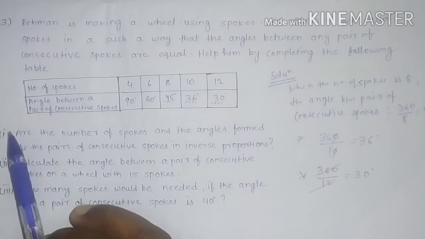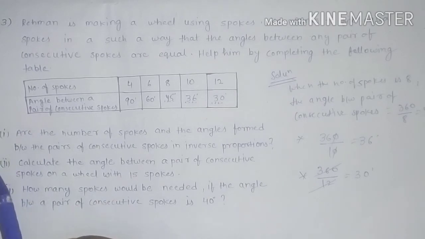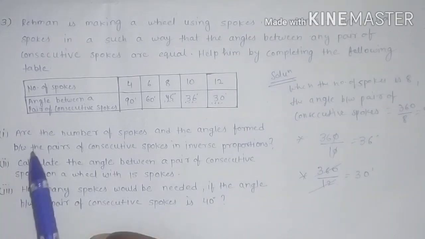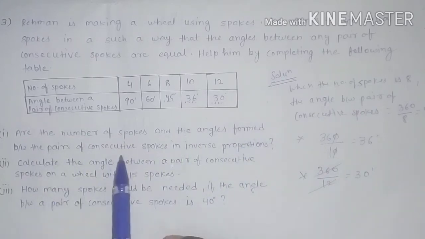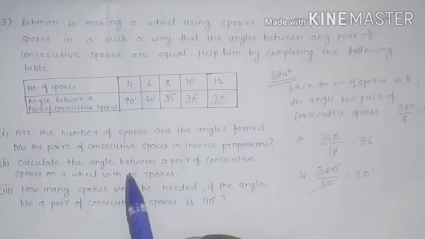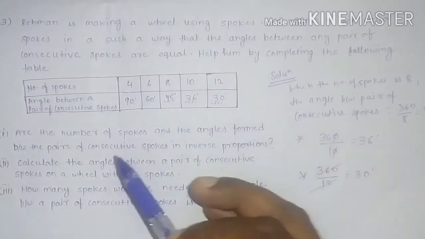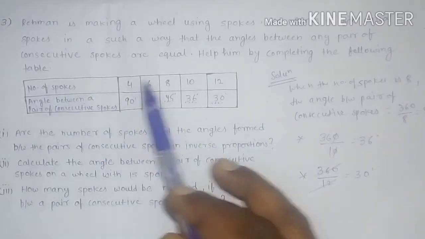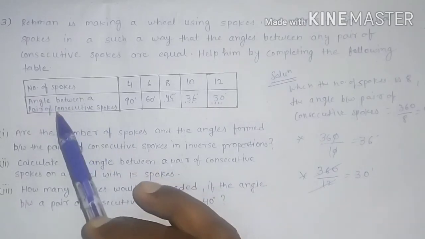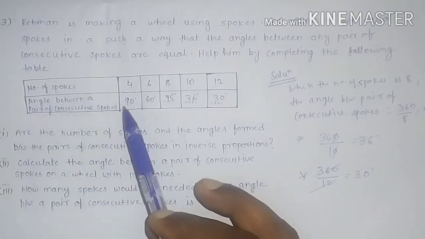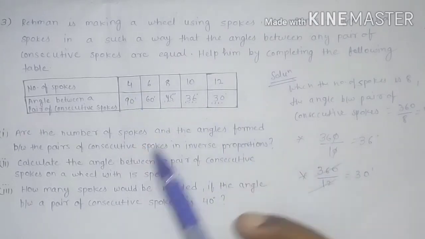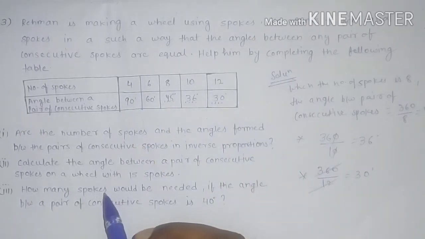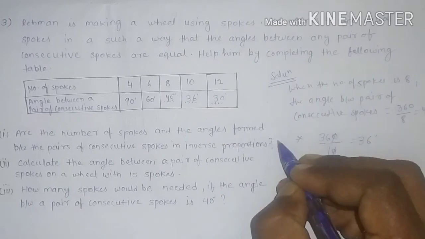Some other questions are also given here. The first question: are the number of spokes and the angle formed between the pairs of consecutive spokes in inverse proportion? Yes, they are in inverse proportion, because if the number of spokes increases, the angle between a pair of consecutive spokes decreases. When one increases, the other decreases. That means it is in inverse proportion. So here we can write yes.